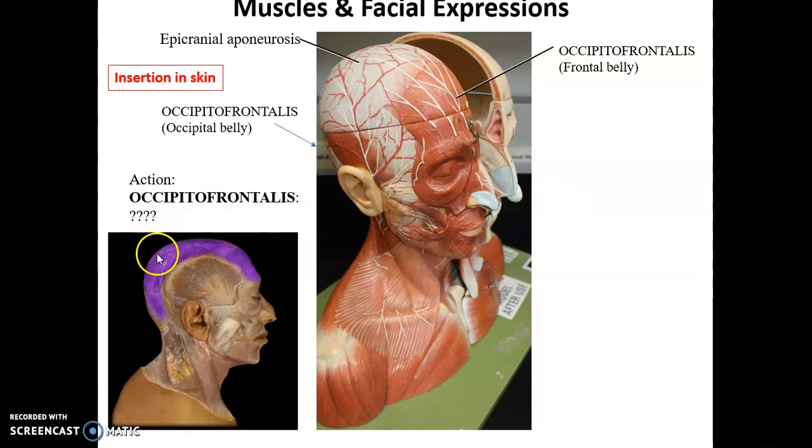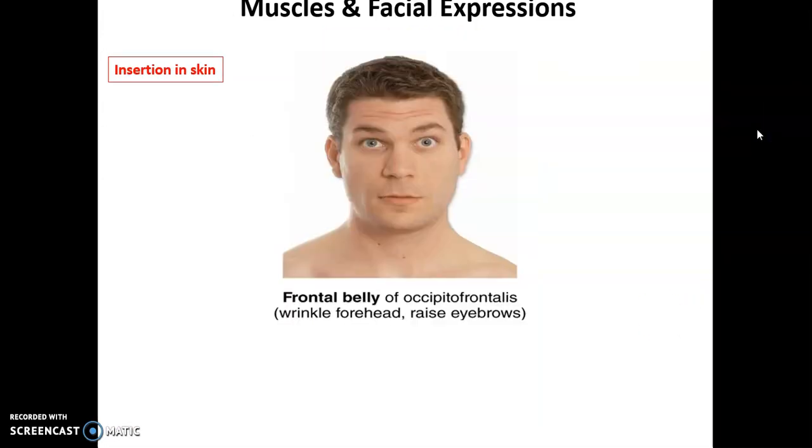Also special about occipitofrontalis is that it has two bellies, and in the middle an epicranial aponeurosis. Again, an aponeurosis is a sheet of connective tissue, in this case connecting the two bellies of this muscle. And what does it do? Well, it helps to raise the eyebrows. So when you contract this muscle, you will raise your eyebrows and wrinkle your forehead.